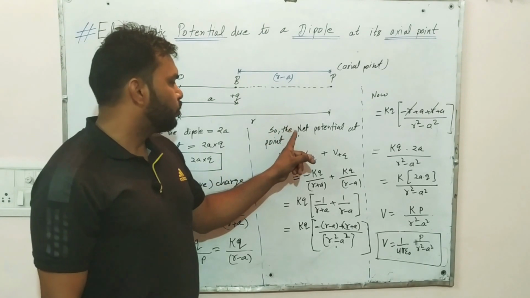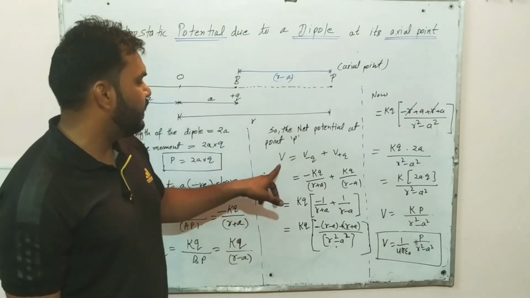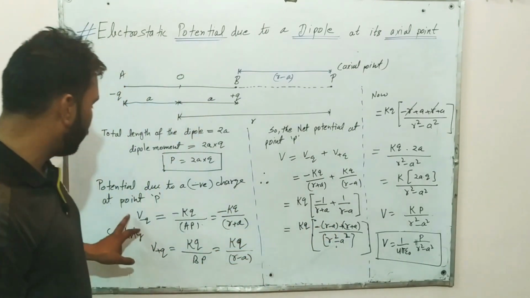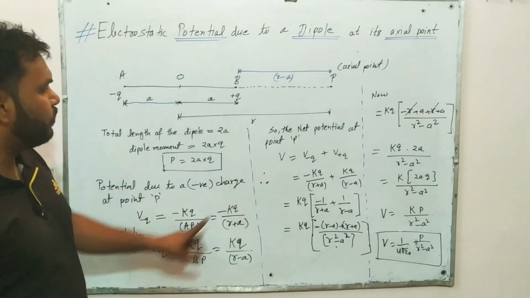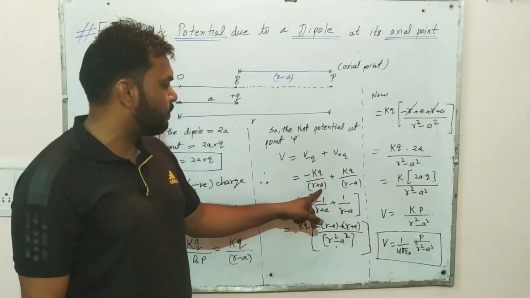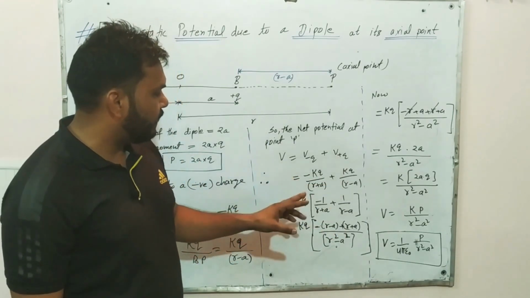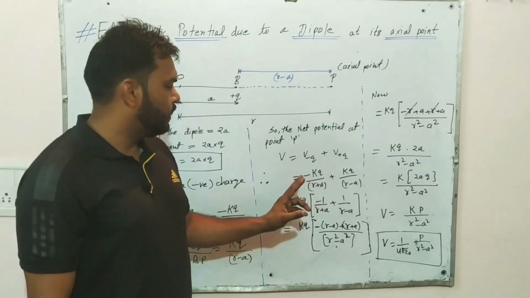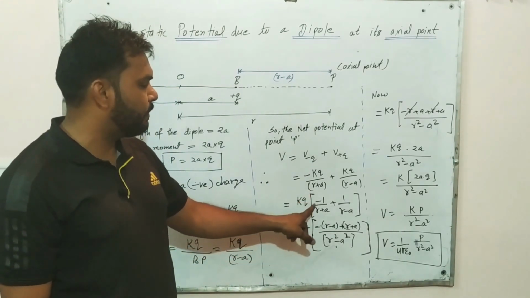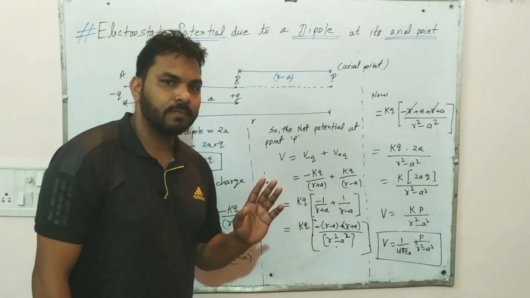Now the net potential at point P is found by just adding these two potentials. So V net is equal to V minus q plus V plus q. Putting in the values, it comes out to be minus kq upon r plus a plus kq upon r minus a. Clear? Now we see that kq is common in both expressions, so take kq outside. We are left with kq bracket minus 1 upon r plus a plus 1 upon r minus a, bracket close. Now take the LCM.